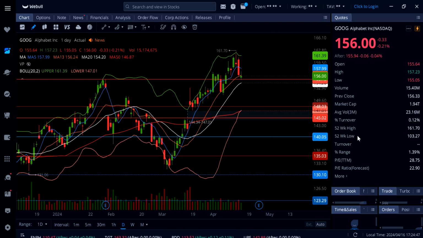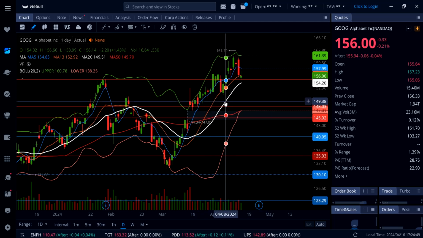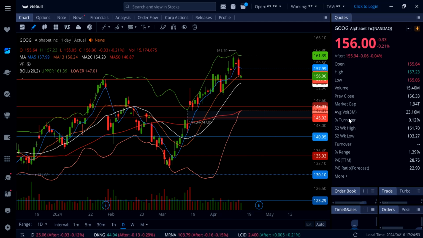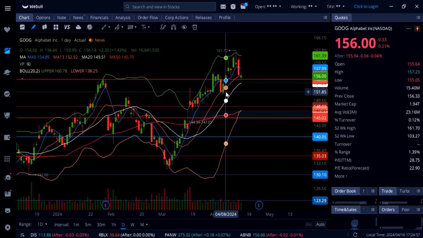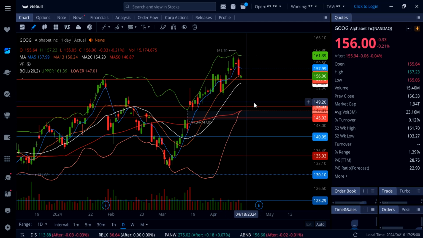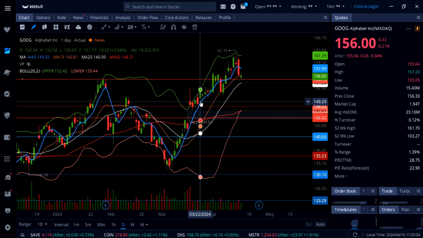Now, as long as Google can stay above the rising 20-day moving average 154.20, and so far it's holding and respecting 155, then watch out, Google can continue this move back up to 158, the 5-day moving average 160, and then 162.